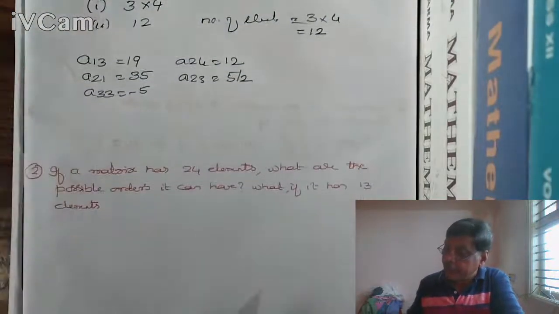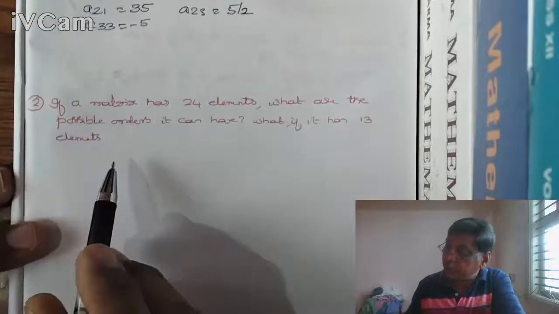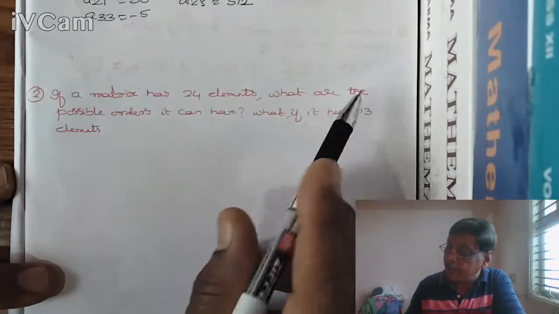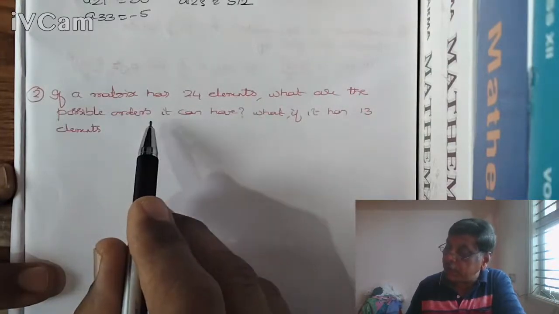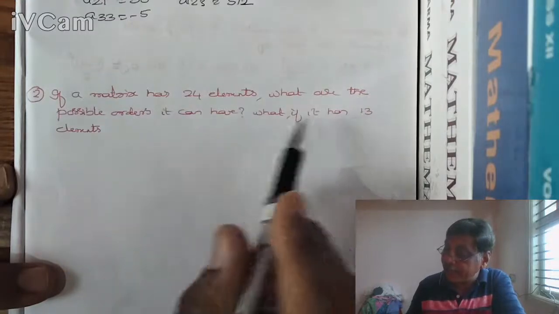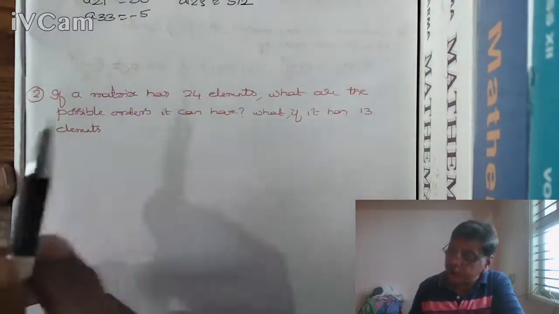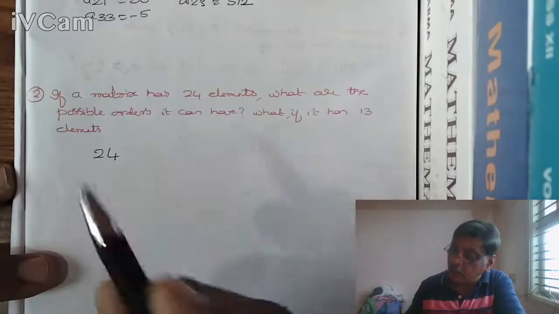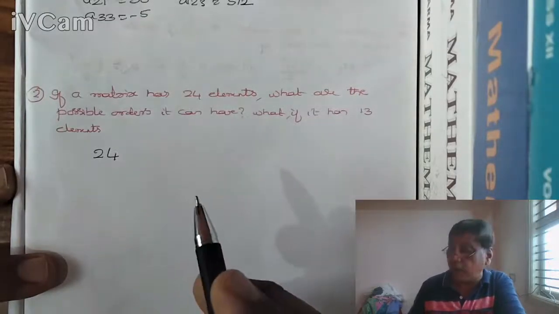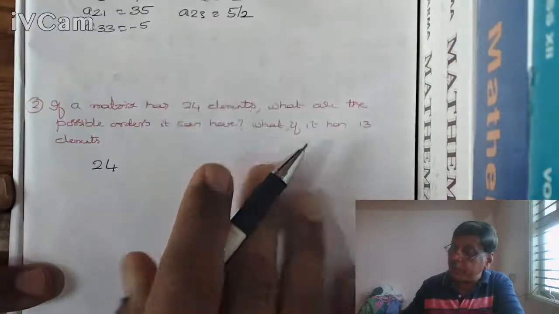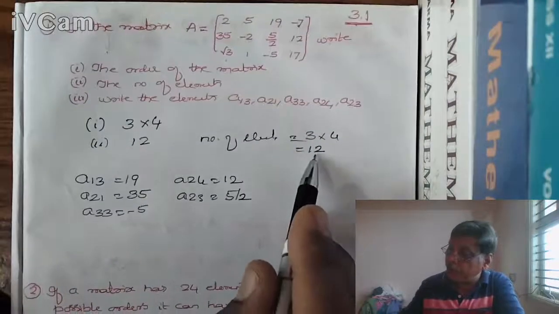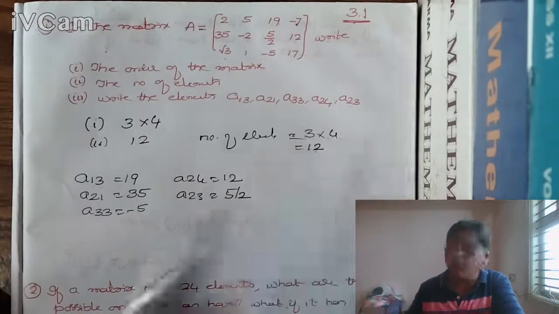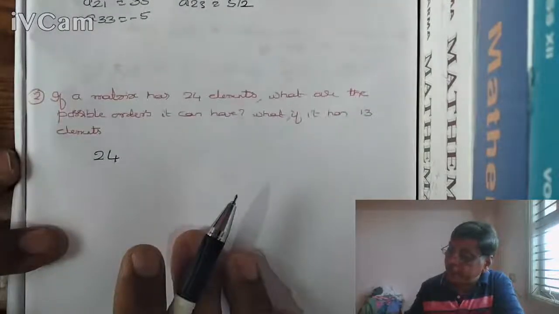Let us see question number 2. If a matrix has 24 elements, what are the possible orders it can have? What if it has 13 elements? If a matrix has 24 elements or 24 entries, what are the possible orders? Here, observe that the number of elements is equal to the product of the number of rows and number of columns.